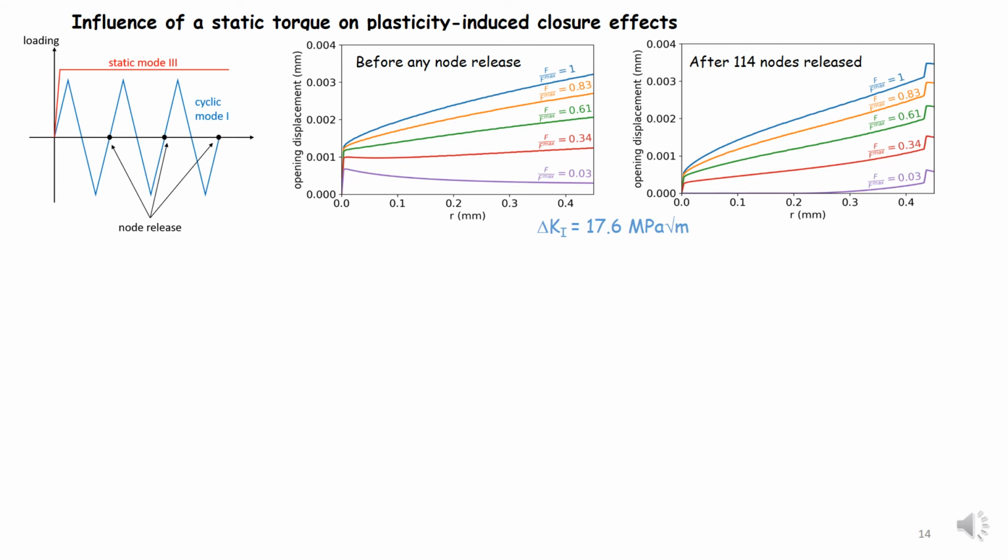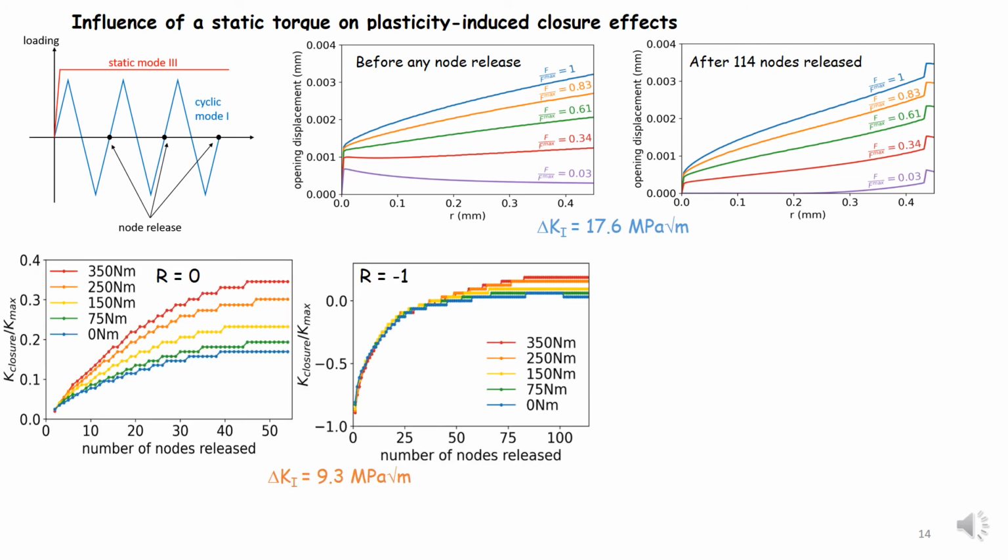In these examples, you can see that at the first cycle, before any node release, crack tip blunting at peak load is important due to monotonic plasticity, so that the crack is still open at 3% of the maximum load. But after a certain number of nodes released for the same delta K, blunting is less pronounced and closure occurs before complete unloading.